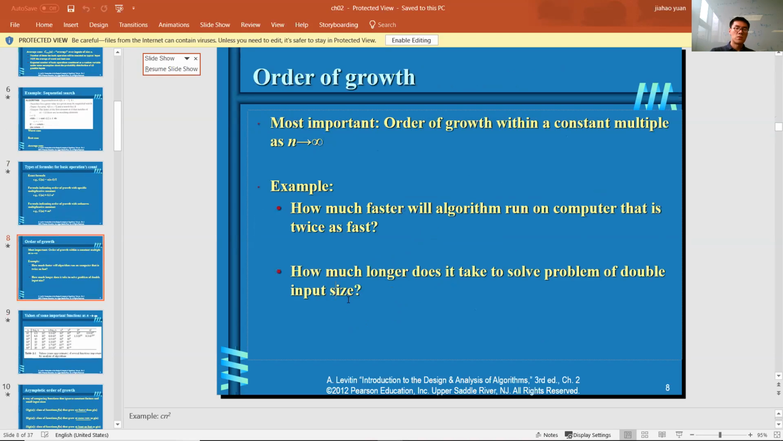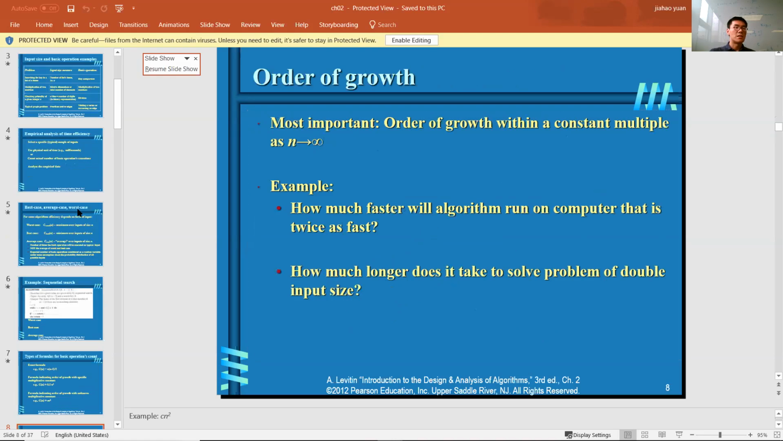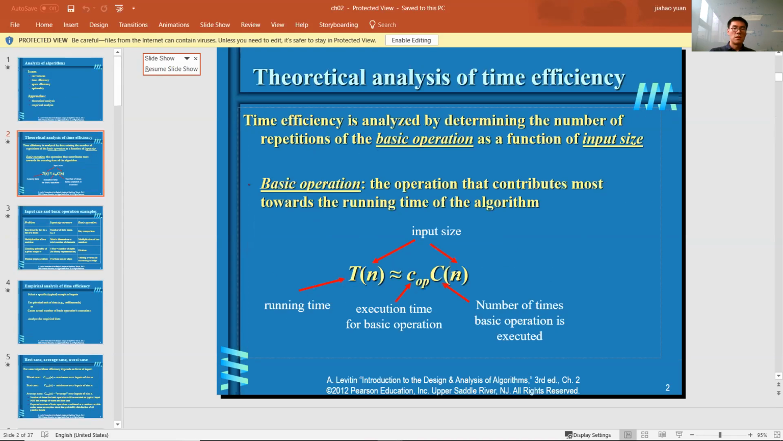All right, next question. How much longer does it take to solve a problem of double input size? Oh, that can be trickier. Double input size, and what it means is this n. If it used to be n, then now it becomes 2n.